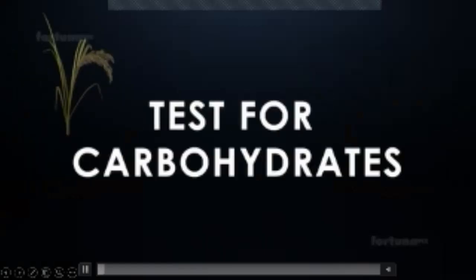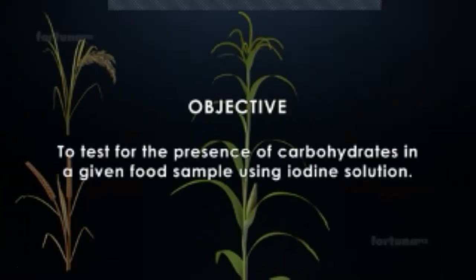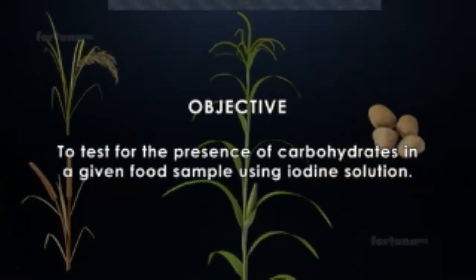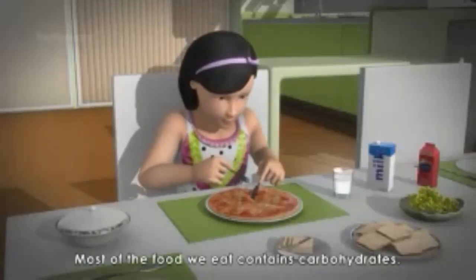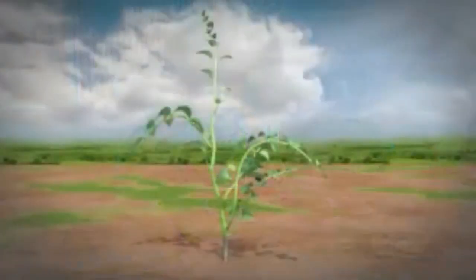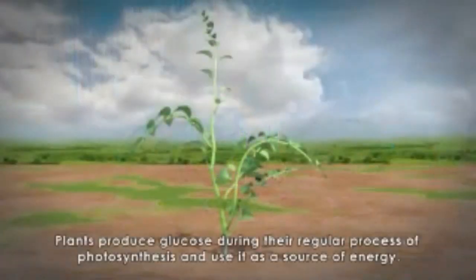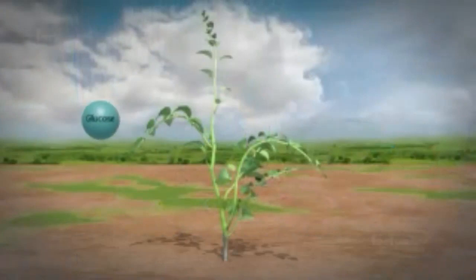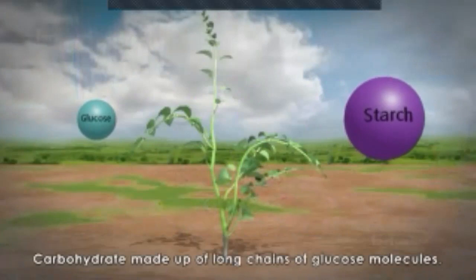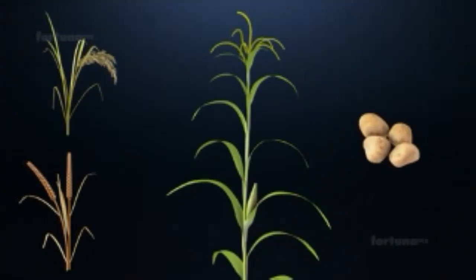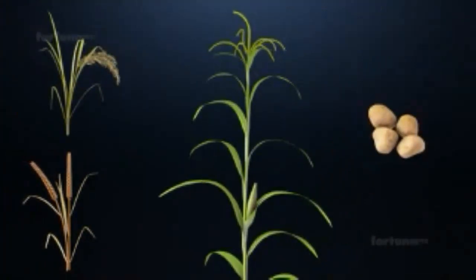Test for carbohydrates. Objective: to test for the presence of carbohydrates in a given food sample using iodine solution. Most of the food we eat contains carbohydrates. Plants produce glucose during their regular process of photosynthesis and use it as a source of energy. Excess glucose is stored in the form of starch, a carbohydrate made up of long chains of glucose molecules. Cereals such as rice, wheat, and maize, and vegetables such as potato contain carbohydrates in the form of starch.